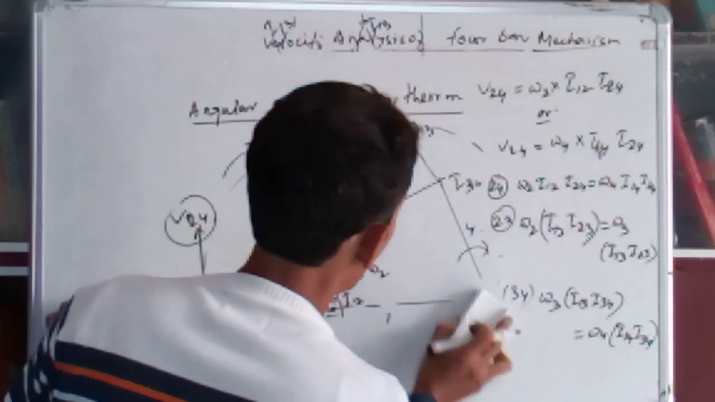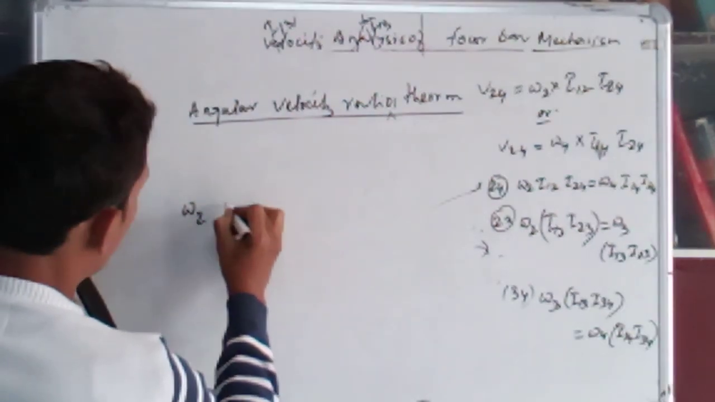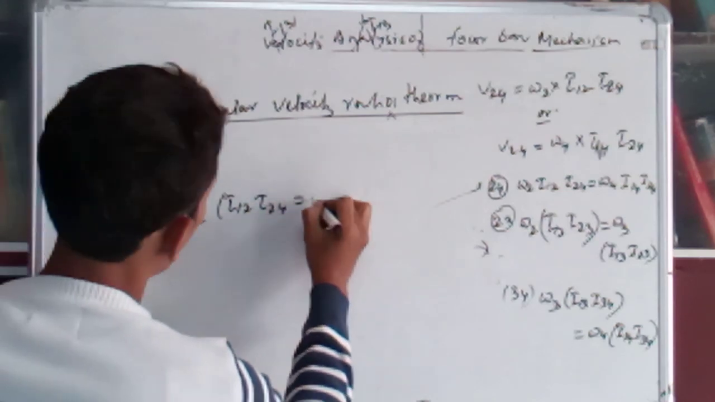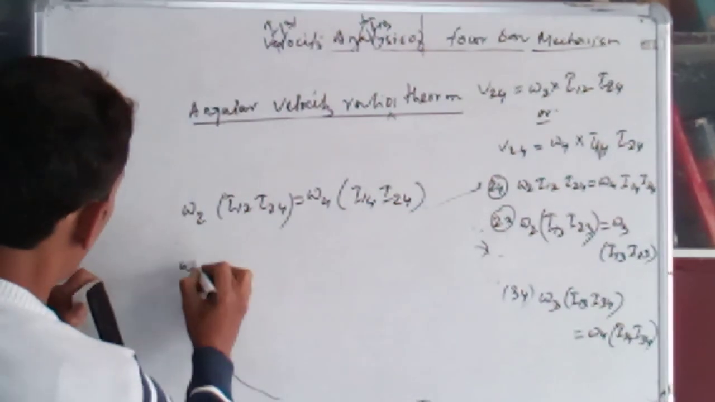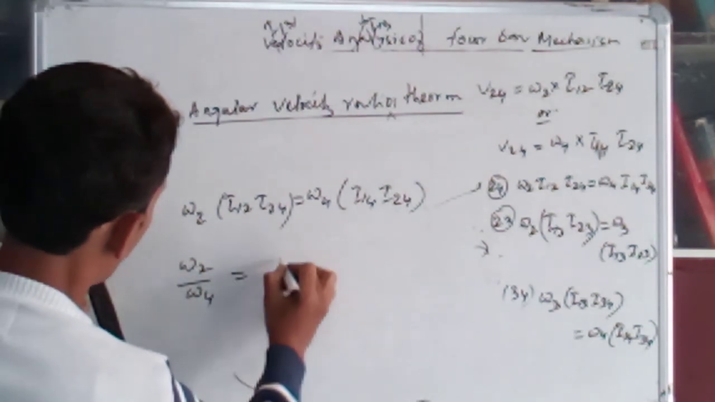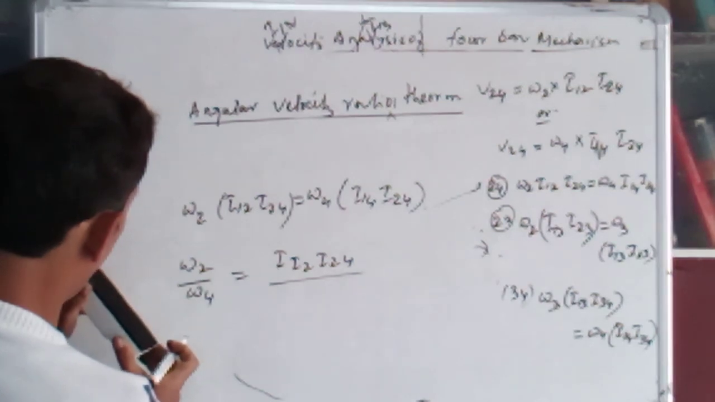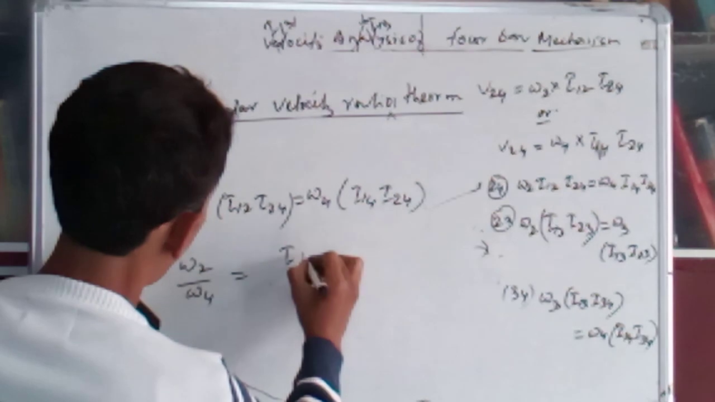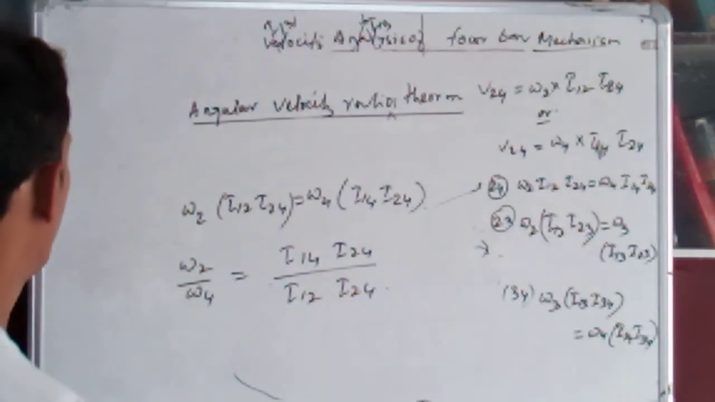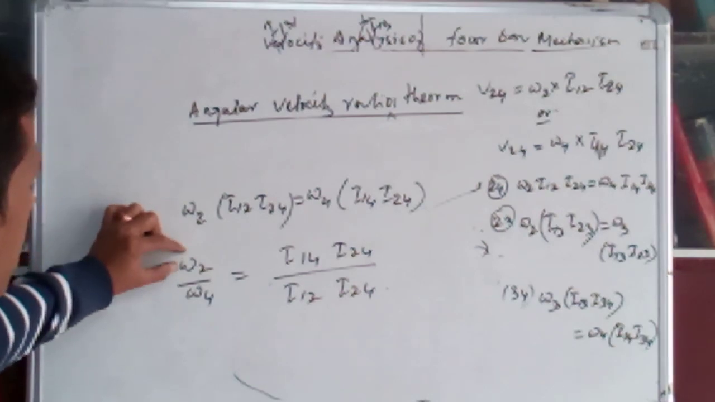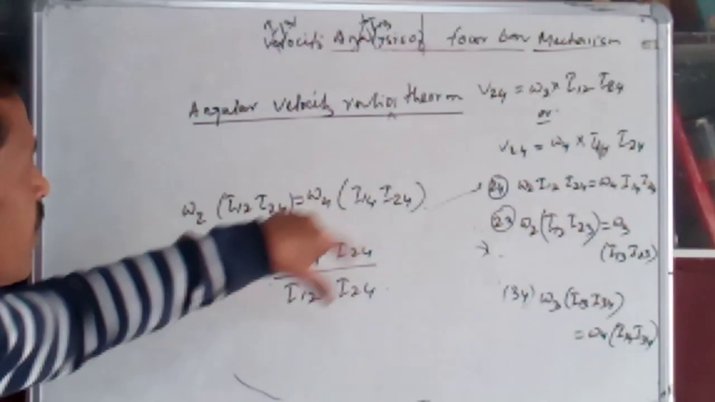Okay, so from the angular velocity ratio theorem, you can see that omega 2 I12 I24 is equal to omega 4 I14 I24. So omega 2 by omega 4 is equal to I14 I24 divided by I12 I24. That means if you know the angular velocity of one link, by using this instantaneous center, we can find out the angular velocity of other links by using this theory.